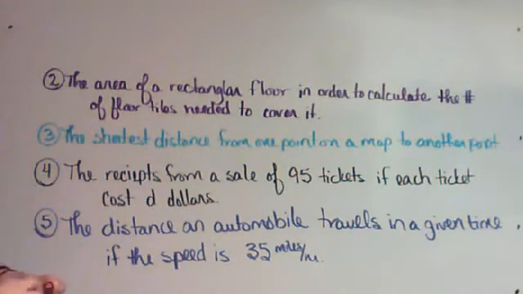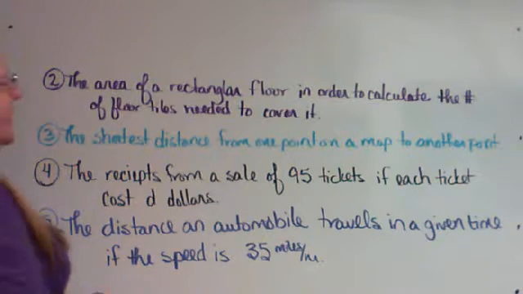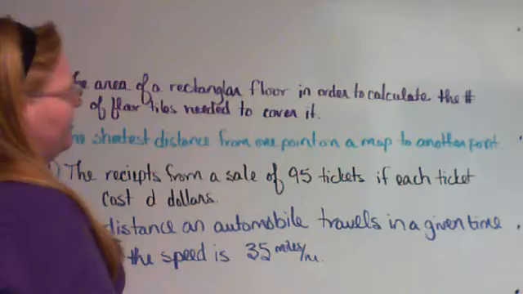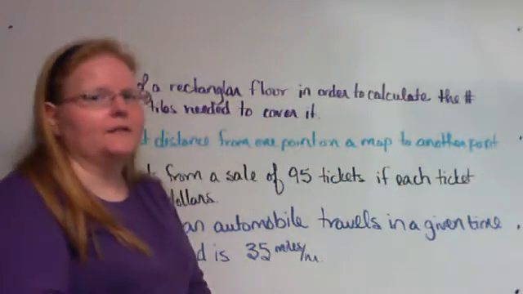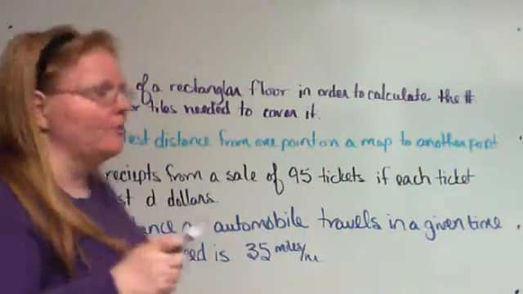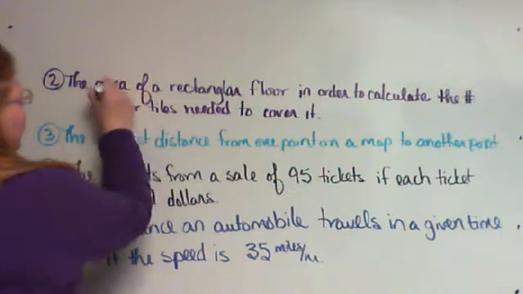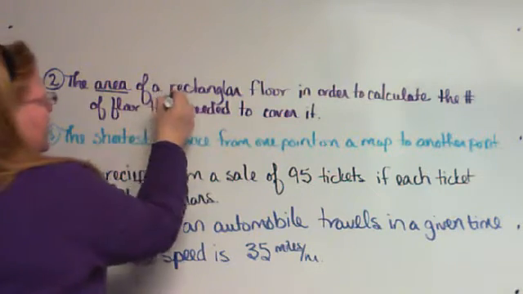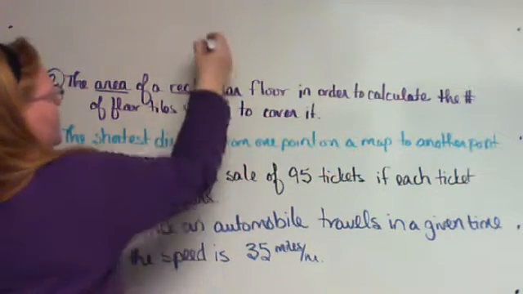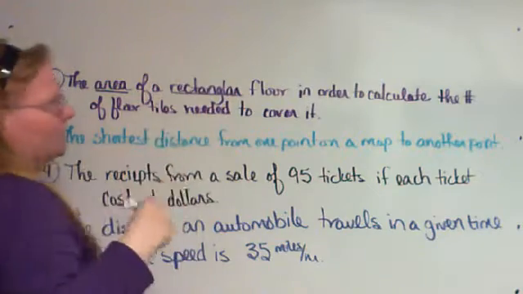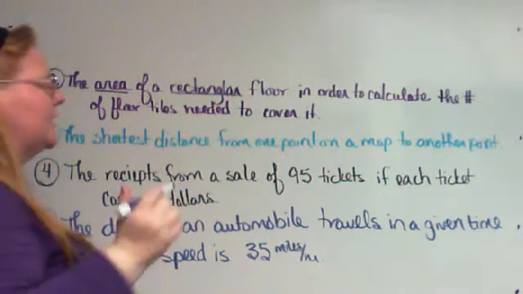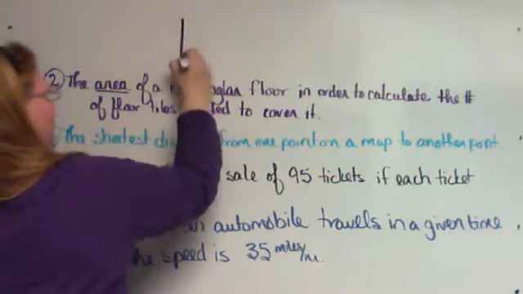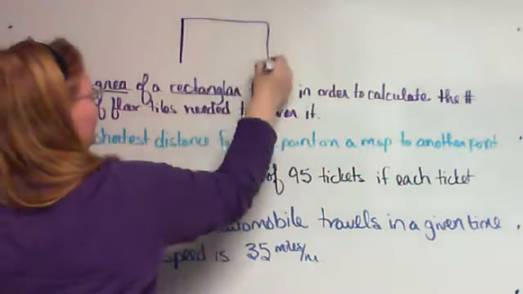Problem number 2, purple. The area of a rectangular floor. Now they've already said two things that need to trigger some information for you. First they said area, and then they said rectangle. So I can tell right away it's a geometry problem, and anytime you ever get a geometry problem, you should always draw a picture.